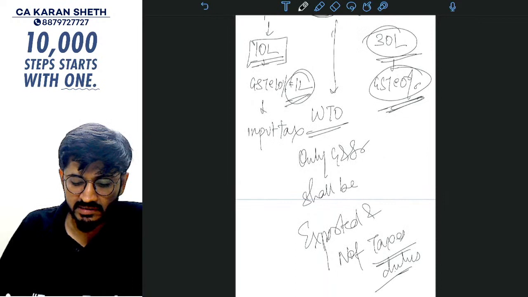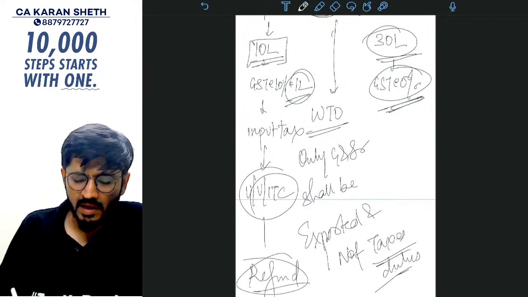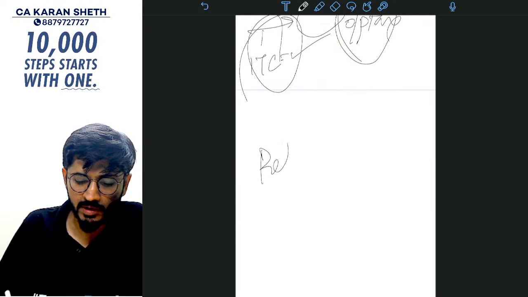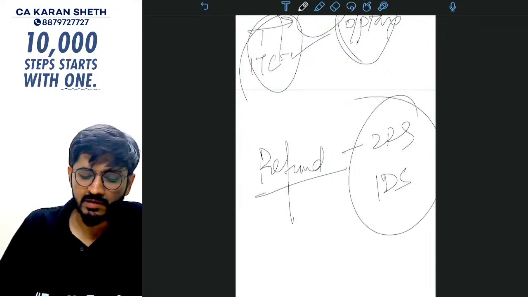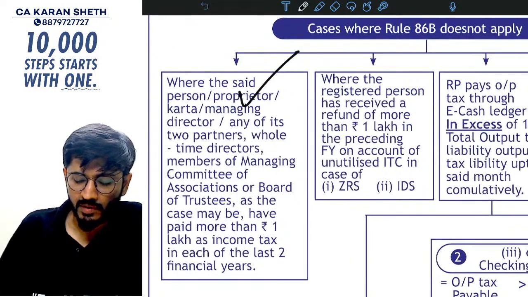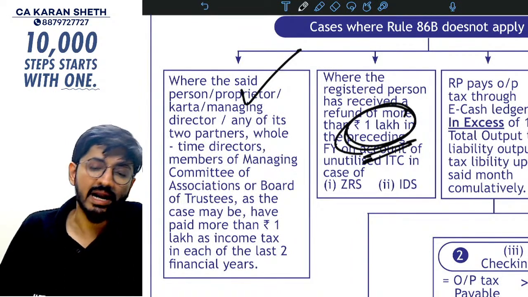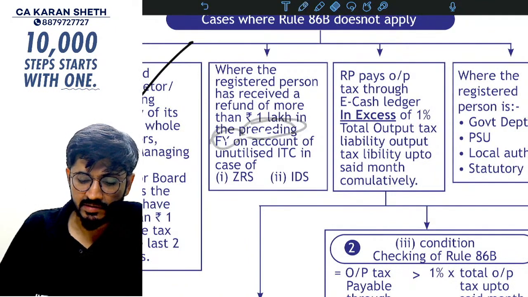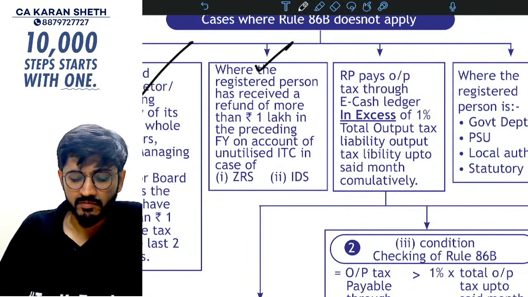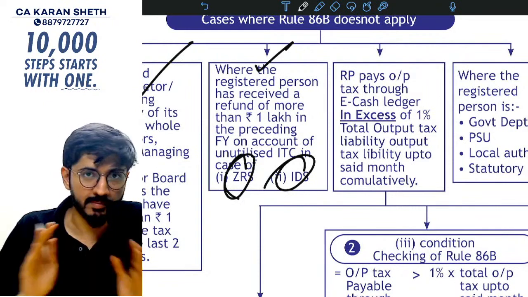So government said this input tax is your unutilized ITC, and hence we will give you the refund of the same. And refund you will get, understand, refund you will get only in these two cases: zero rated supply and inverted duty structure. So if you land up getting a refund of 1 lakh in this case, right, in the preceding financial year, then understand one thing, very simple. In that case, again rule 86B shall not apply.